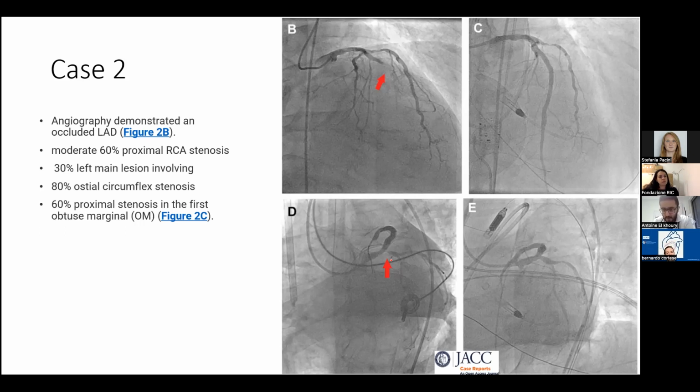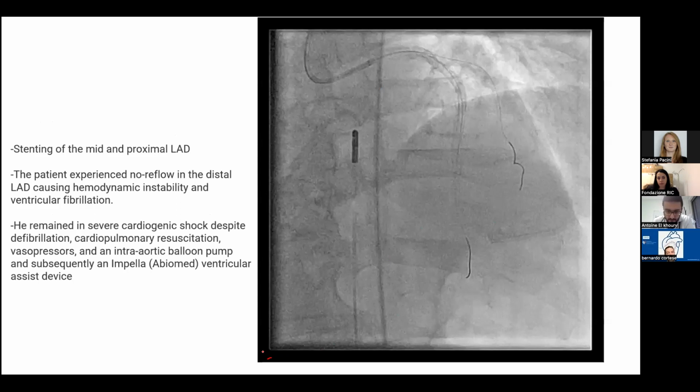So here we're in front of a patient with multivessel disease, but the culprit vessel, according to the ECG, normally should be the LAD, which is an occluded vessel. So here you can see it's a video, but okay.